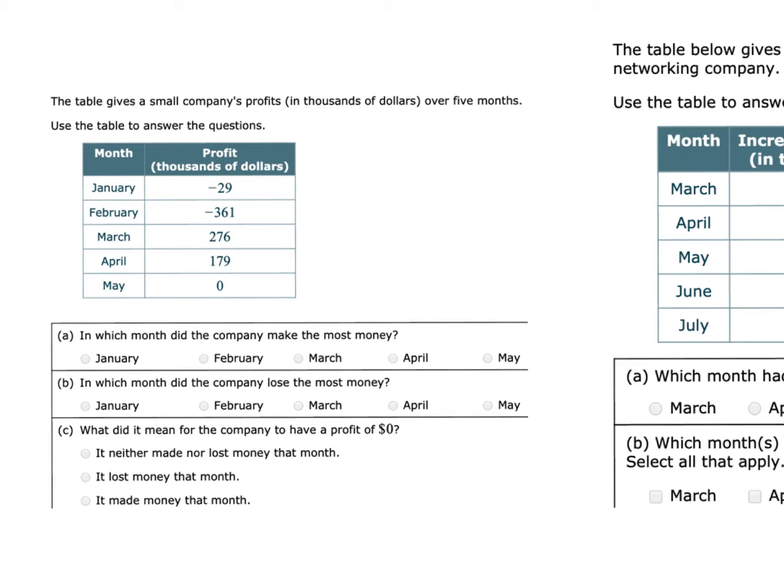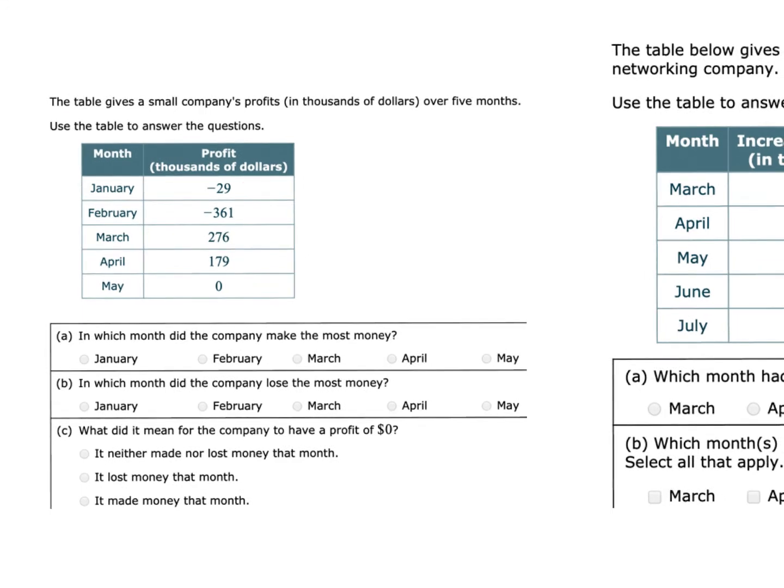So the first month they lost not $29, but $29,000. Whoa, it's bigger than a small company. February, they lost $361,000. March was a good month. They made $276,000. April was another good month, made $179,000. May, nothing. All right, so question A.